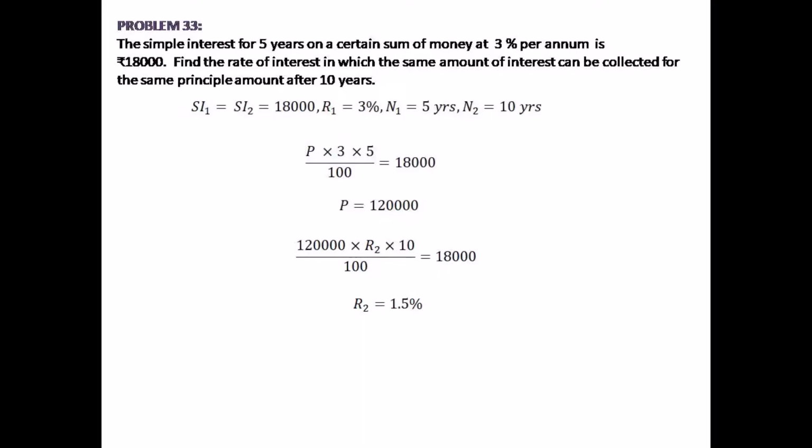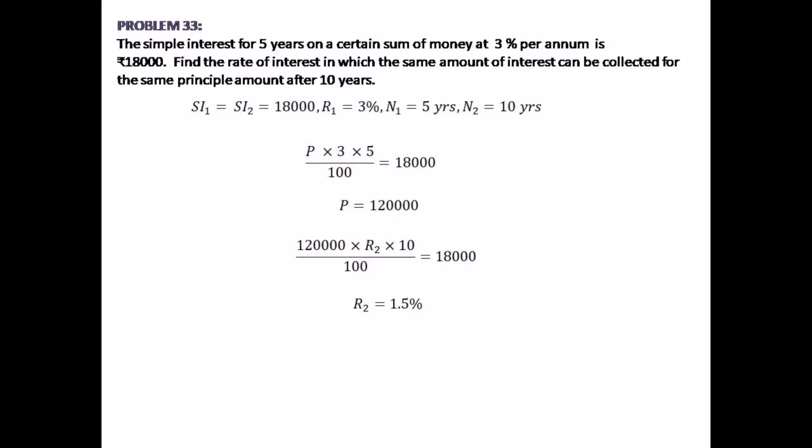The simple interest for 5 years on a certain sum of money at 3% per annum is rupees 18,000. Find the rate of interest at which the same amount of interest can be collected for the same principal amount after 10 years. Given that SI1 equals SI2 equals rupees 18,000.